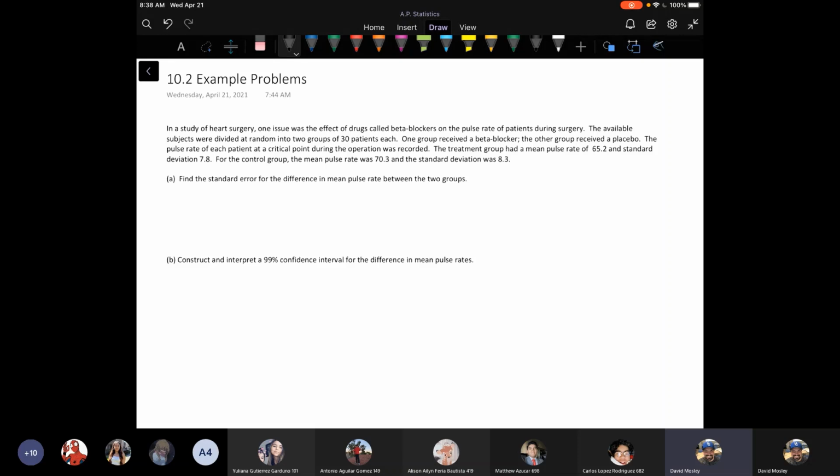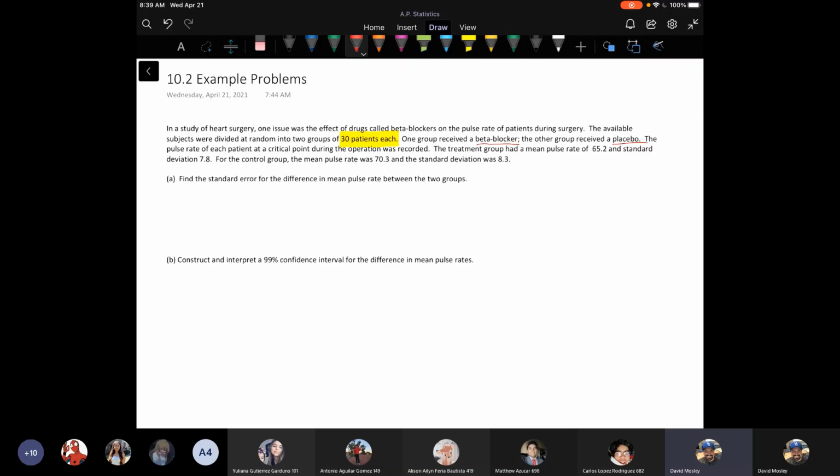They're curious about these drugs, beta blockers. They have available subjects and they're divided into two random groups of 30 patients. So we are using random assignment, which means our random condition will be satisfied. We want to make note of the size of each group. It's 30. They're the same size, so that's kind of nice. One group received a beta blocker, the other group received a placebo. So we have our two treatments, beta blocker and placebo.